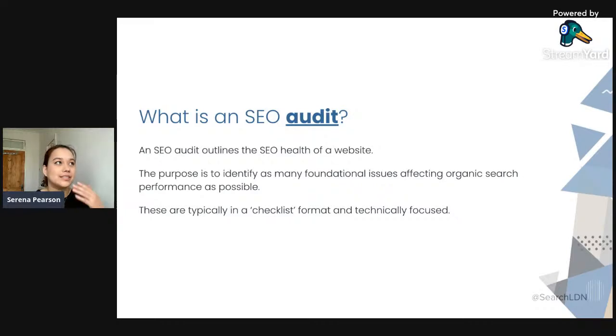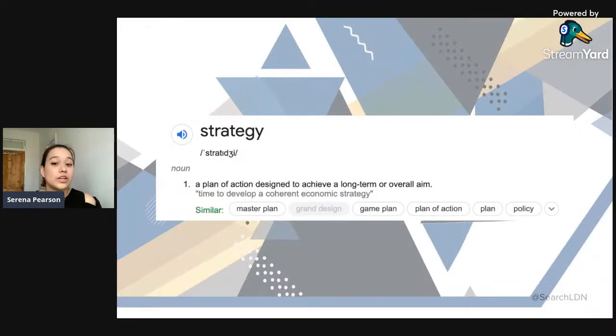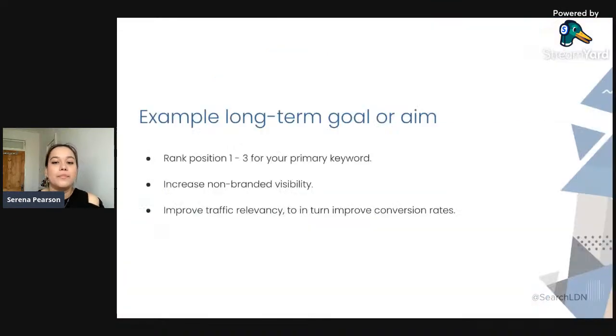It's more of a tech audit typically, covering things like meta titles and descriptions, and it's quite extensive. The difference between that and an SEO strategy is that a strategy is a plan of action that is designed to help achieve a long-term or overall aim. Also known as a master plan or game plan, what this means in terms of SEO, example long-term goals or aims can include perhaps ranking in the top 3 positions for your primary keyword. Maybe you want to be improving your visibility for generic searches, or improving your traffic relevancy and improving conversion rates. So these are examples of different long-term goals that you may be wanting to look at from an SEO perspective.